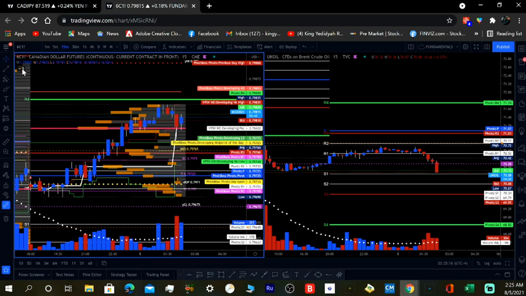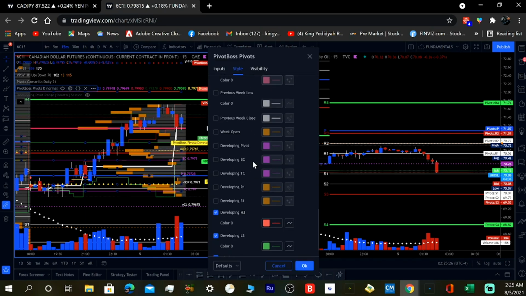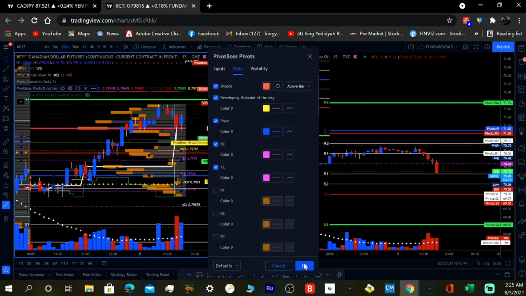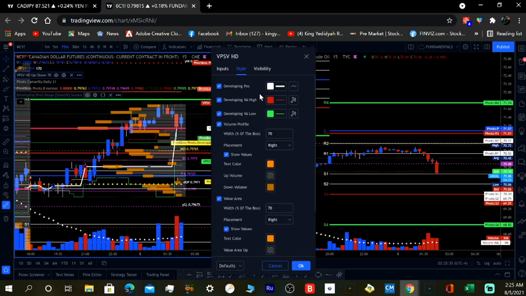Let me just check some. What's this white line right here? Alright, so that's the developing point of control. So this white line right here, that's the developing point of control, and this is the volume point of control. So this one is developing and this one is the volume point of control.